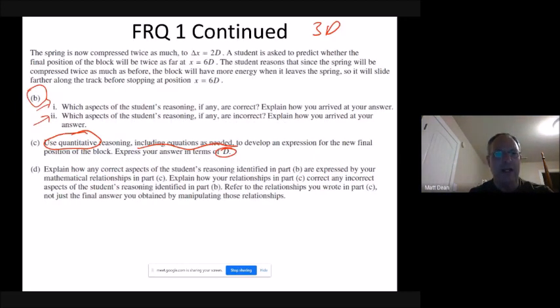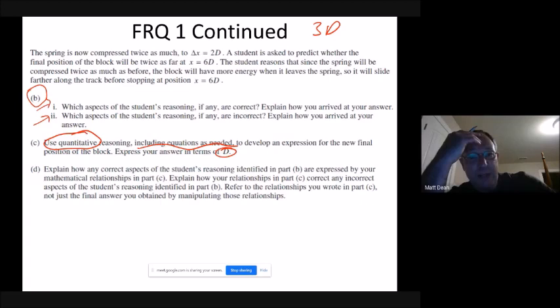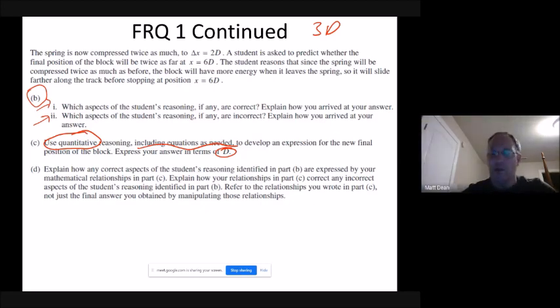All right, if not, part D: explain how any correct aspects of the student's reasoning identified in part B are expressed in your mathematical relationships in part C. Explain how your relationships in part C correct any incorrect aspects of the student's reasoning in part B. Refer to the relationships you talked about in part C. So essentially, we want to talk about what was right about the student and how the equations fix what wasn't right. So we need to specifically talk about what we said in part B.